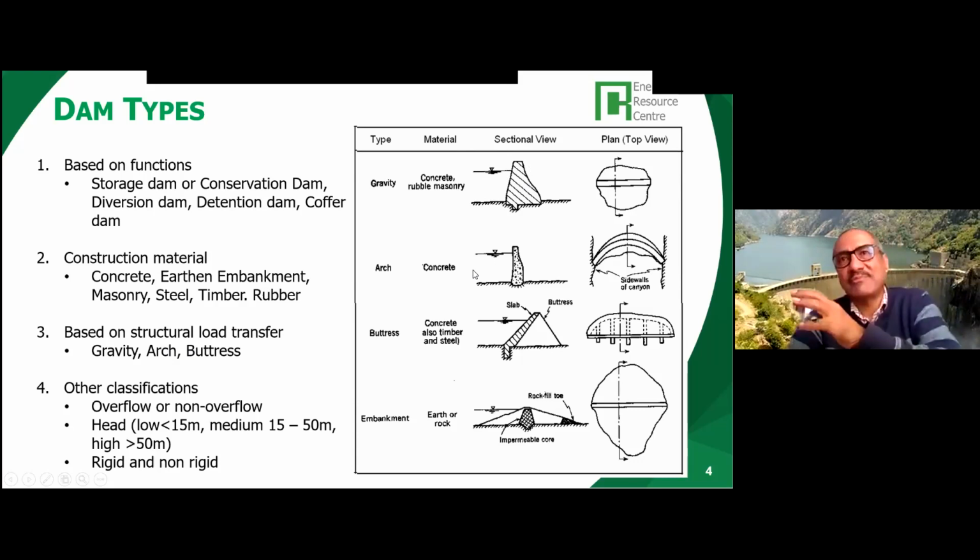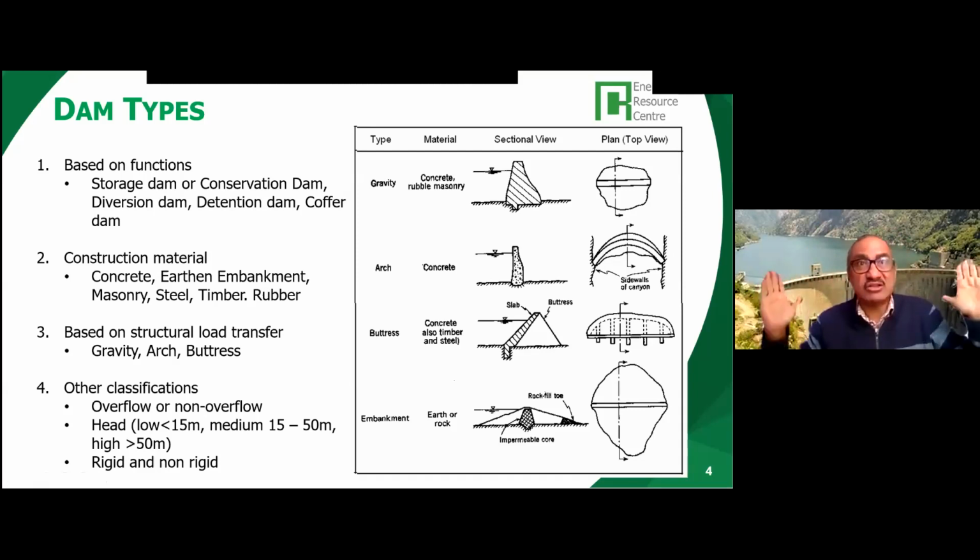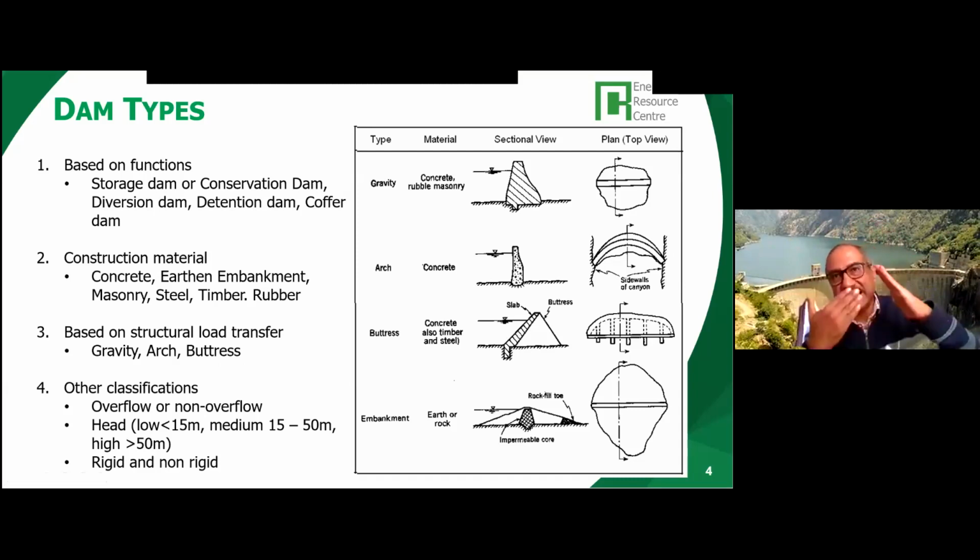Arch dams, like the Kahora Bassa Dam, are curved dams where the water pressure is transferred into the abutments on the sides. When you have good rocks on the sides of the dam site, on the slopes, then you build arch dams. Buttress dams are concrete dams with supporting buttresses, like retaining walls, that support the dam. These are called buttress dams.